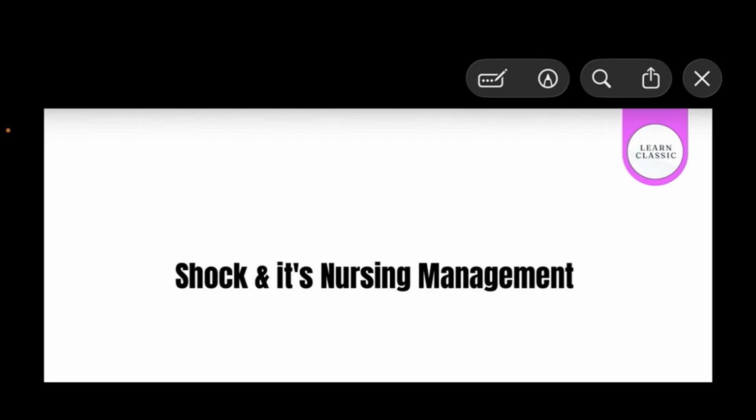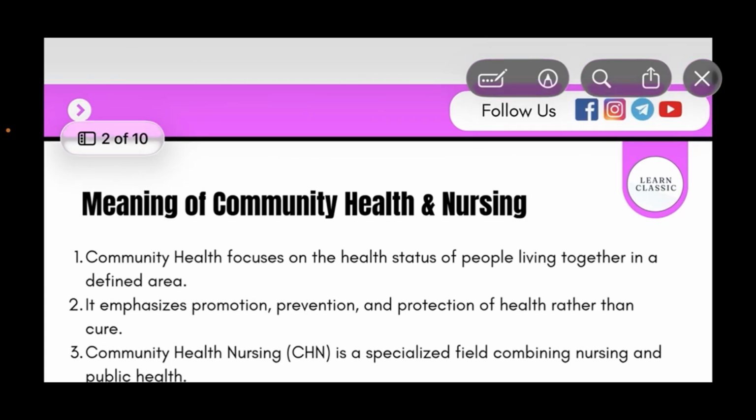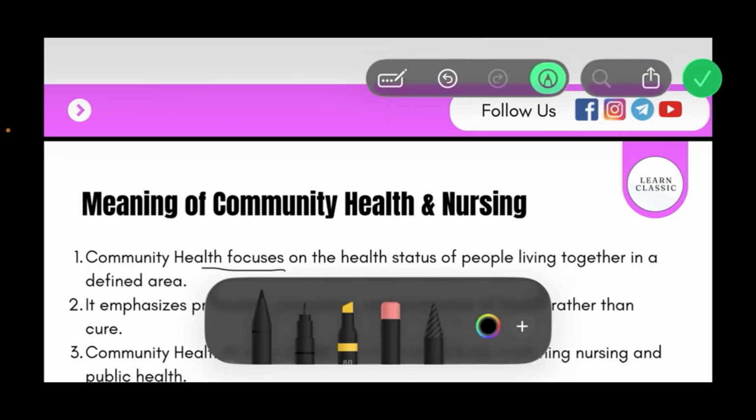Today we are going to read about shock and its nursing management. Now, let's start with the meaning of community health and nursing. So, what is community health? Community health basically focuses on the health status of the people living together in a definite area.